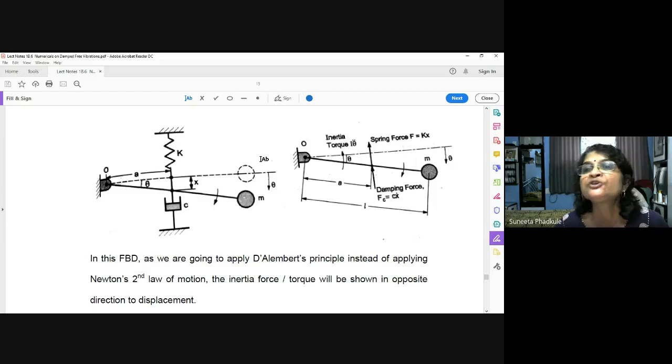So what are the different forces shown here? See, your spring is getting stretched, so the spring force will be upward. So this is the spring force. What is its magnitude? F is equal to K into X. This is your X. K is the stiffness. So spring force is K into X.